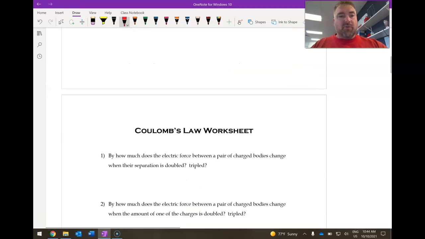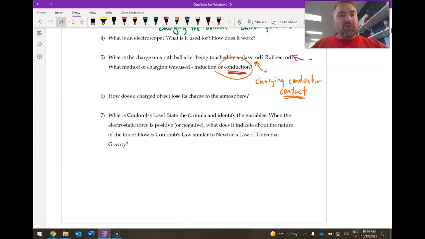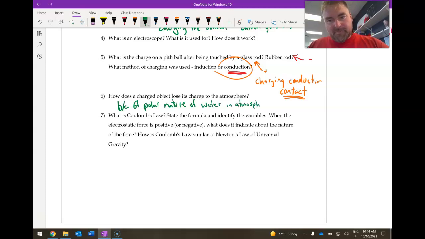So this is due to the polar nature of water in the atmosphere. It will allow those excess charges to leave, because you've got to remember, everything invariably wants to be neutral.